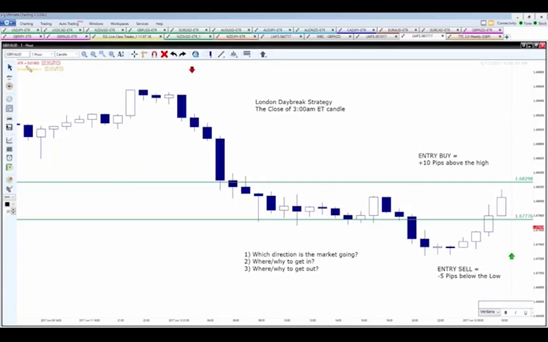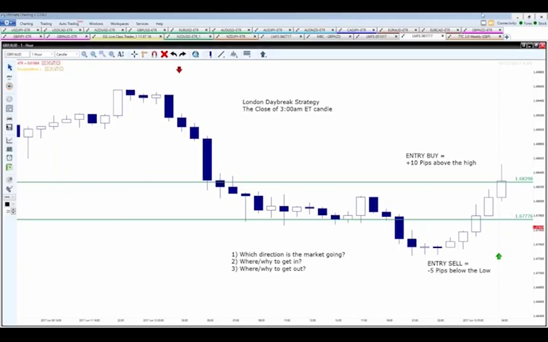So the first step is we have to determine which direction the market is going based off this. We're going to be looking for that directional movement. This can help us answer whether we believe the market is going up or down, whether we're going to buy this market or sell this market. Let's see what ends up happening here. Once again, we're not in the market till one of these positions gets triggered.